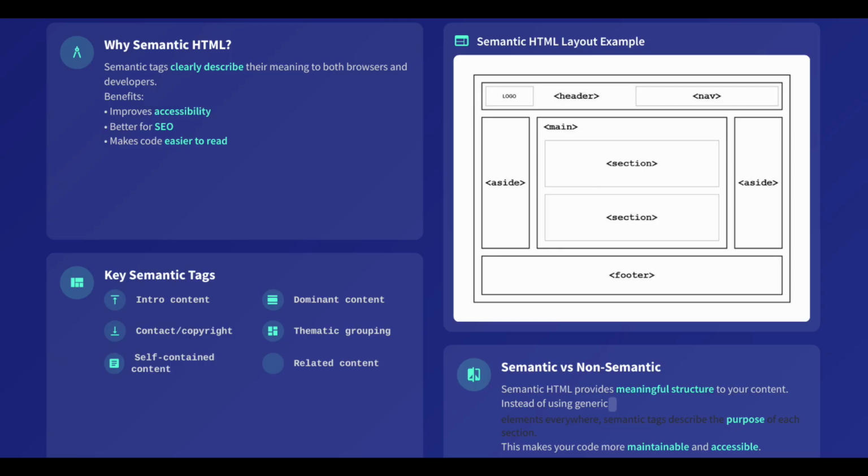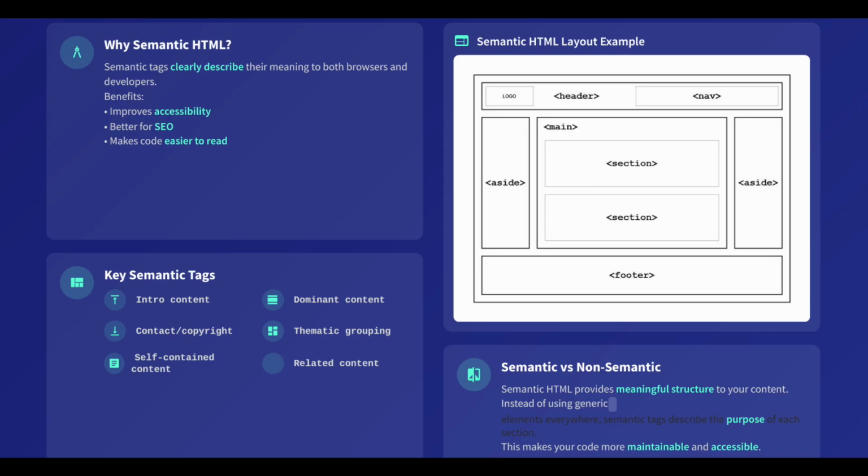This is where we move from just writing tags to creating a meaningful layout. We can do this using simple semantic HTML tags. Semantic tags clearly describe their meaning to both the browser and the developer. Using them makes your code easier to read and it is better for SEO.